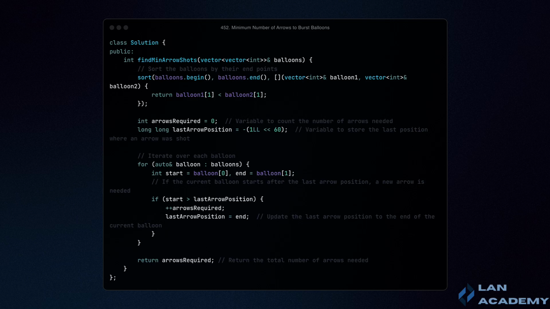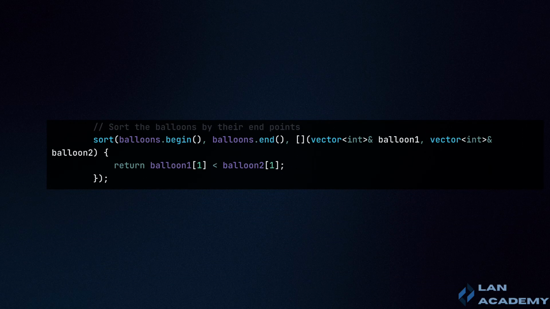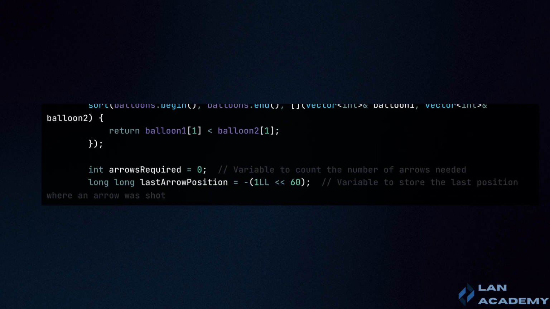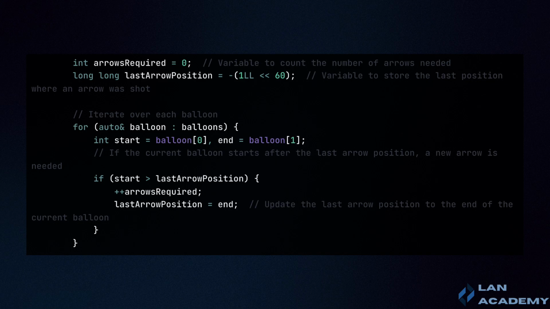The first step in solving this problem is to sort the balloons based on the end point of their intervals on the x-axis. Sorting in this way allows us to handle overlapping balloons more effectively, as it enables us to shoot arrows as close as possible to the end of these intervals, maximizing the number of balloons burst with each arrow. After sorting, we iterate through each balloon and determine whether a new arrow is needed to burst the current balloon. The main idea is that if a balloon starts after the last position where an arrow was shot, a new arrow must be shot. This approach ensures that we minimize the number of arrows needed to burst all the balloons.